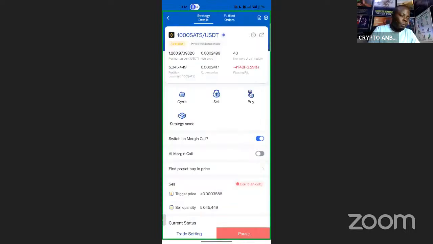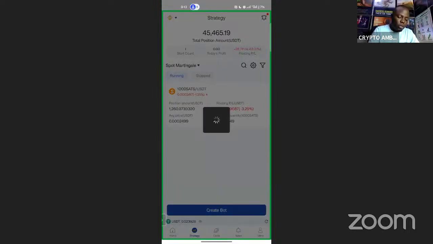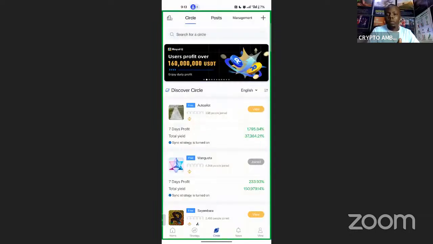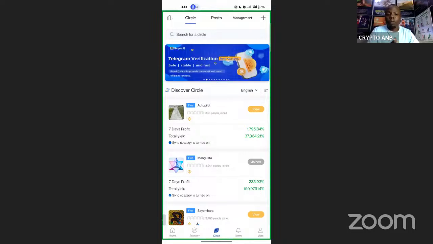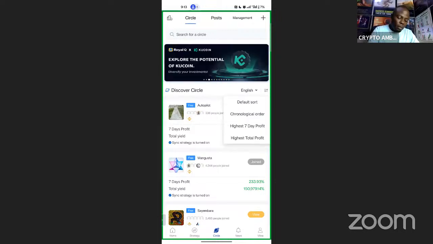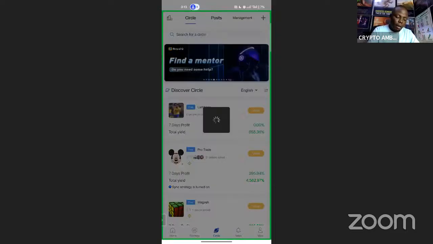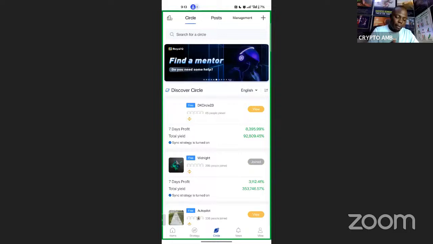Number 3, you can view cycle profit status. So if there are people here who want to use cycle traders, if you don't know how to set your robot, you can follow someone, okay? So Royalq has been able to arrange them. You can sort them by default. You can sort them by chronicle order. You can sort them by highest profit in 7 days. And Royalq will always show you accordingly if they use cycle traders.